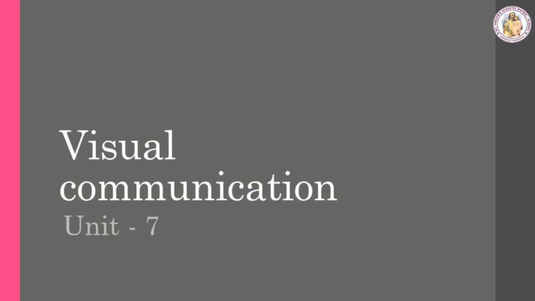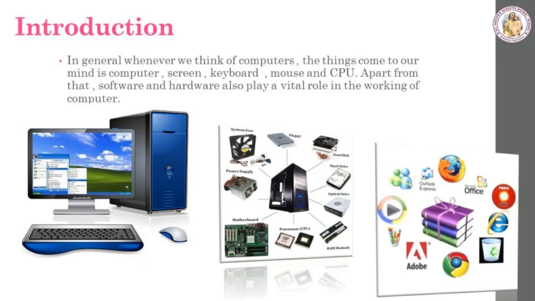Unit 7 Visual Communication. Introduction. In general, whenever we think of computers, the things that come to our mind are computer, screen, keyboard, mouse and CPU. We learnt about computer and parts of computer as introductory part in standard 6. Apart from that, software and hardware also play a vital role in the working of computers. So what is software and what is hardware?